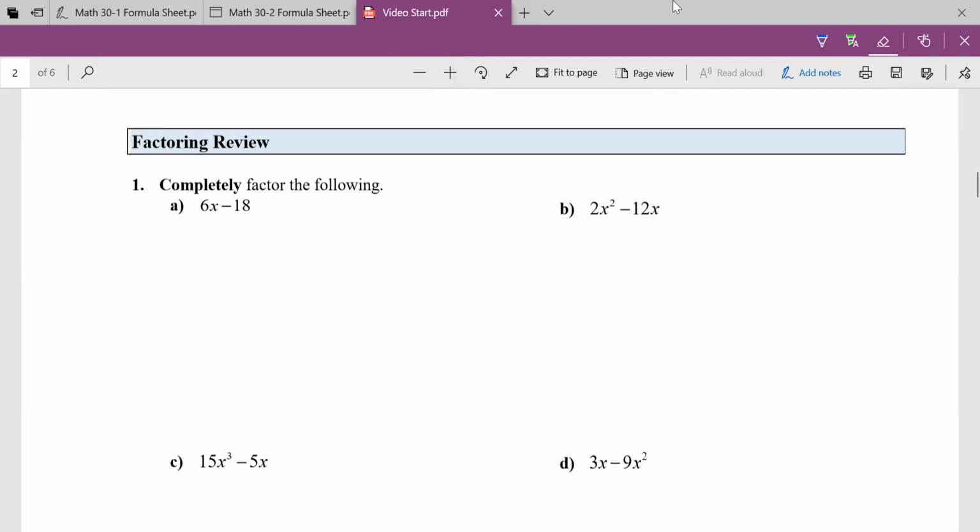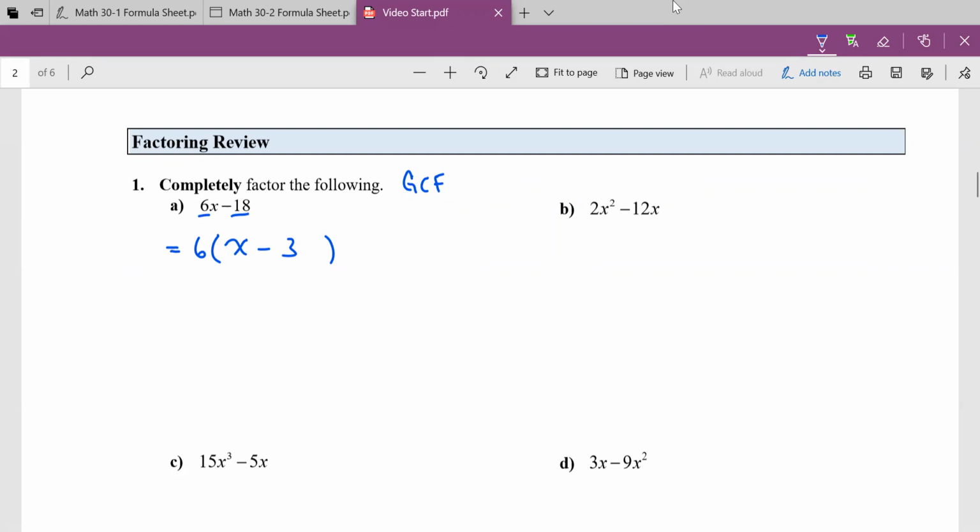Factoring. Well, we've got several different ways to factor that we've learned over the years. The first type of factoring is looking for the greatest common factor, or the GCF. So when you're looking for the GCF, you're saying, what is the largest factor of 6 and 18? So 6. I factor a 6 out of the binomial, and I'm left with x minus 3.